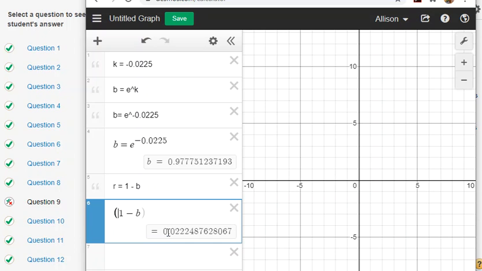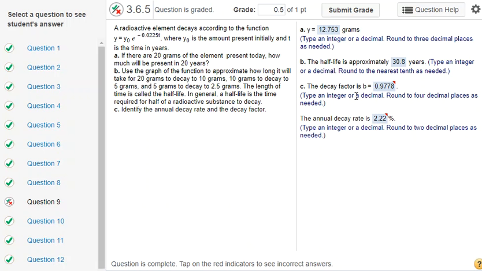And then I can also just go ahead and multiply that by 100 to convert it into percentage. So I have 2.224%. So 2.22% would be our annual decay rate.